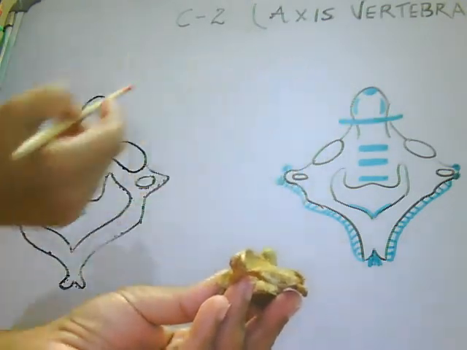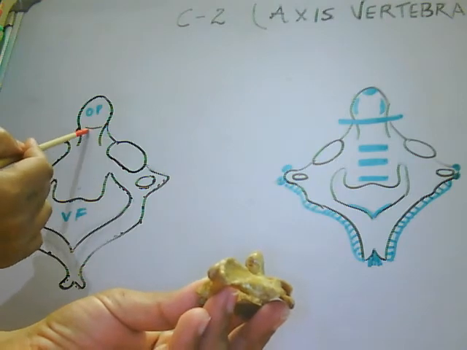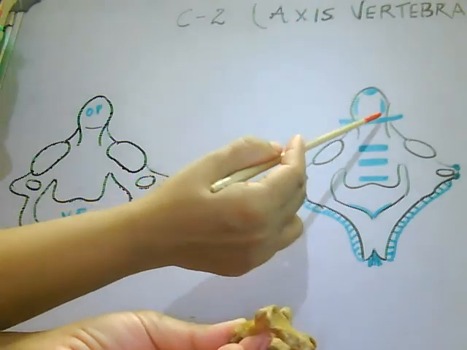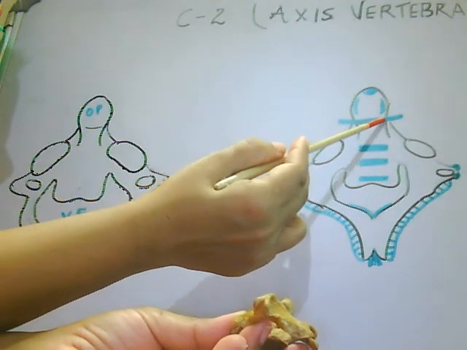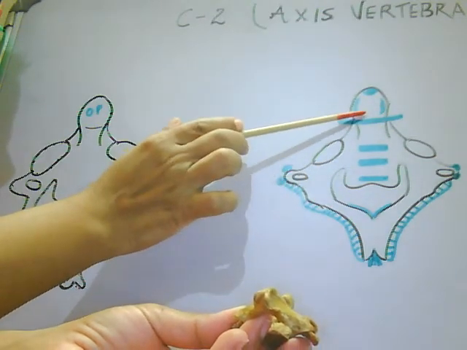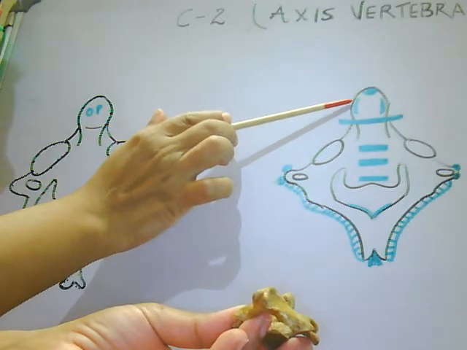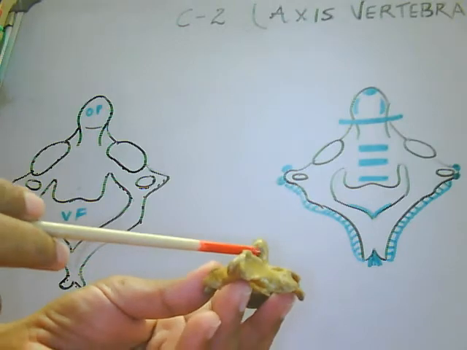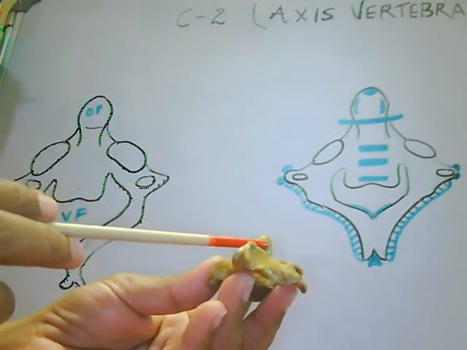Now I have told you about this groove on the posterior surface of this odontoid process, and this groove lodges a ligament that is known as the transverse ligament that supports and stabilizes the median atlantoaxial joint. So these are the ligaments that are attached on the odontoid process of the axis vertebra.